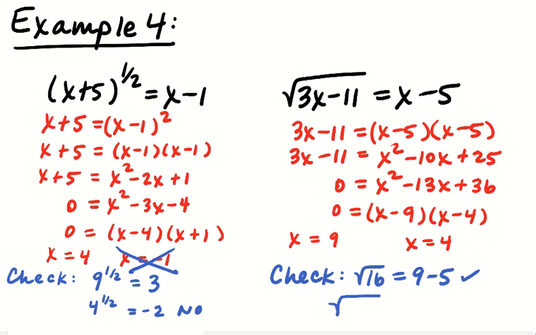Okay, now I say 4 times 3 is 12 minus 11 is 1. Is the positive square root of 1 equal to 4 minus 5? No, the positive square root of 1 is positive. So this one's out.